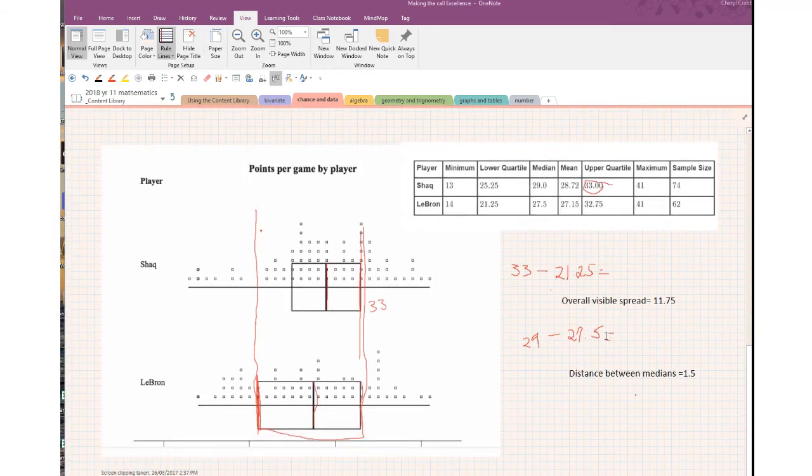So is this one third of the overall spread? And how do you determine that? So then we have to decide, is this distance between the medians greater than a third of the overall spread? So then we have to do the calculations of a third of 11.75, and a third of 11.75 is about 3.9.